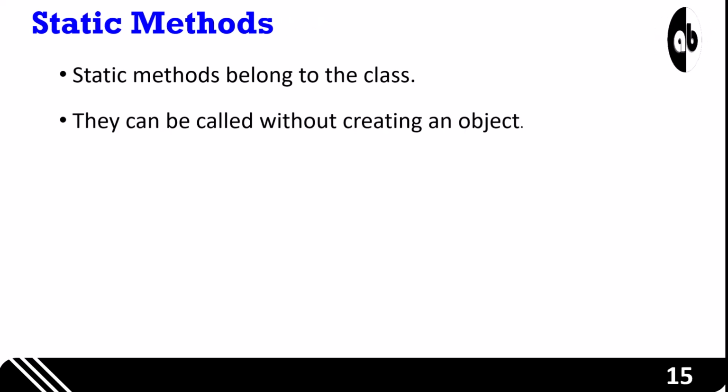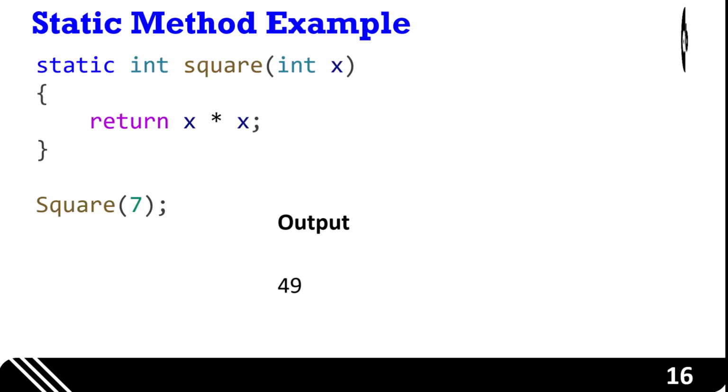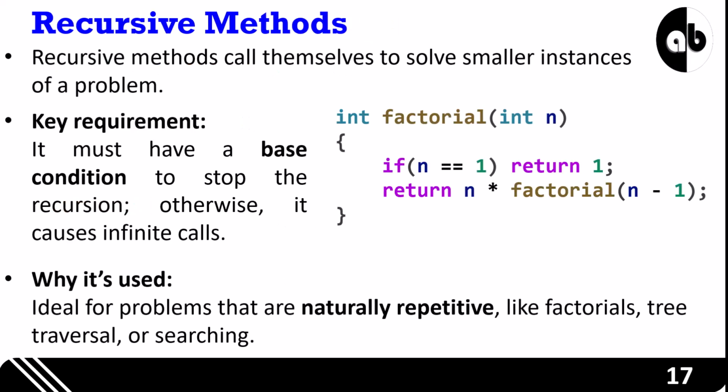Static methods. Static methods are unique because they belong to the class itself. You don't need to create an object to use them. For instance, a static int square(int x) method can be called directly as square(7) to return 49. Recursive methods. Recursion is when a method calls itself. This is ideal for repetitive problems like factorials. However, it must have a base condition to stop, or you'll end up with infinite calls.